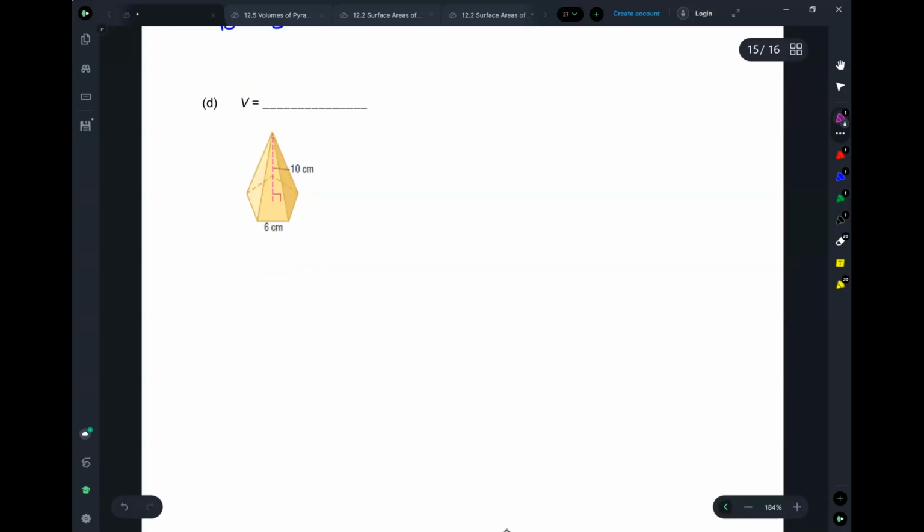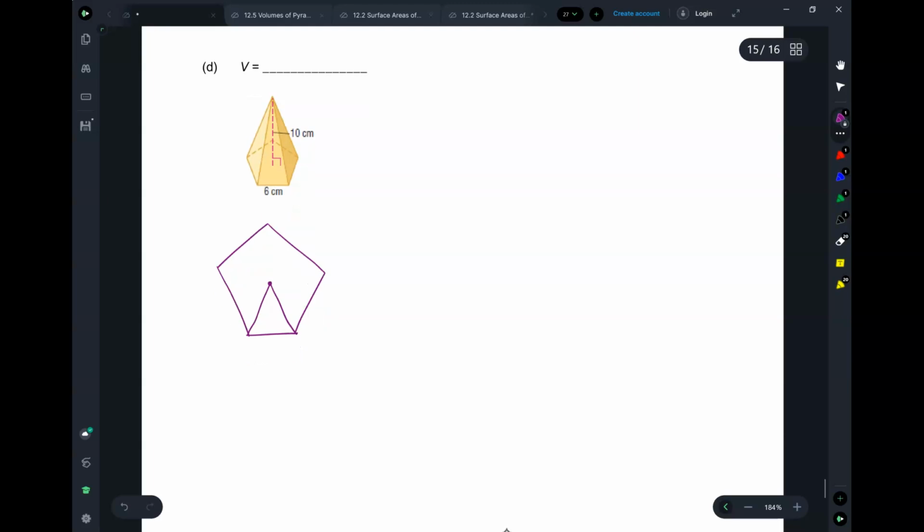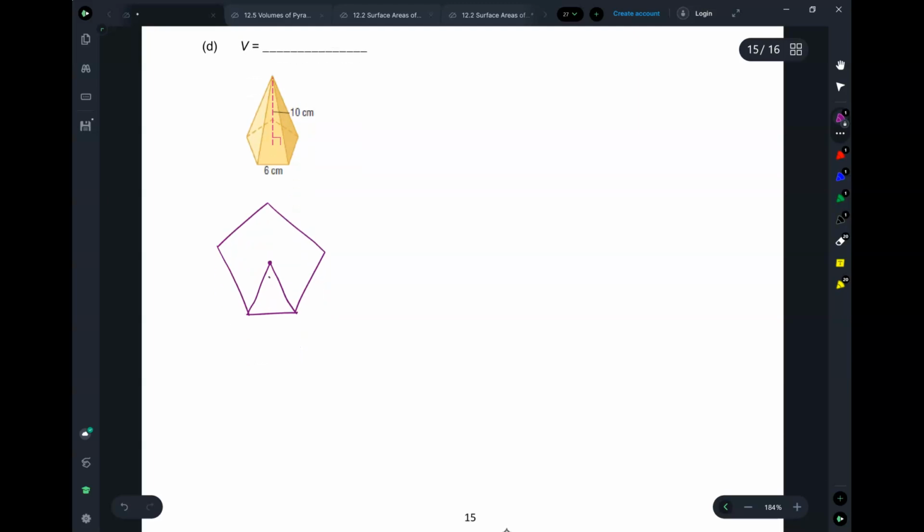Okay, what shape is the base here? A pentagon. Okay, so I need to find the base area. Let's draw that pentagon. Okay. How much is this angle? 72. So half of it is 36. Now this one you have no choice but to do SOHCAHTOA. And if the whole side was 6, then this small side is 3. So tangent of 36 is equal to 3 over A. Okay.